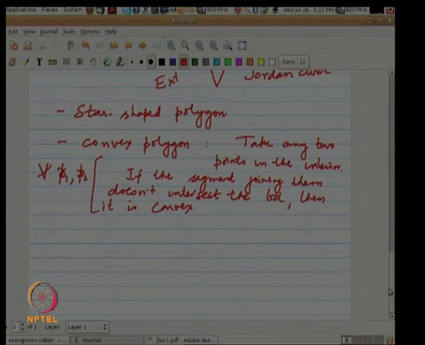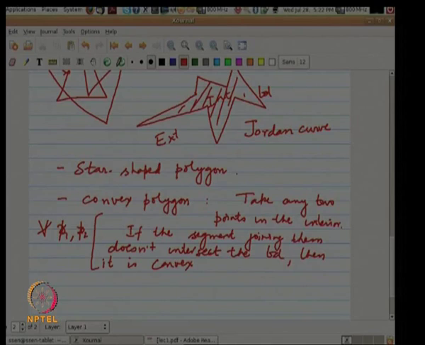So, what about an arbitrary polygon? We have seen that for a star shaped polygon, what is a star shaped polygon? I have not defined a star shaped polygon. So, a star shaped polygon basically has a property that from at least one point, everything in the interior is visible.